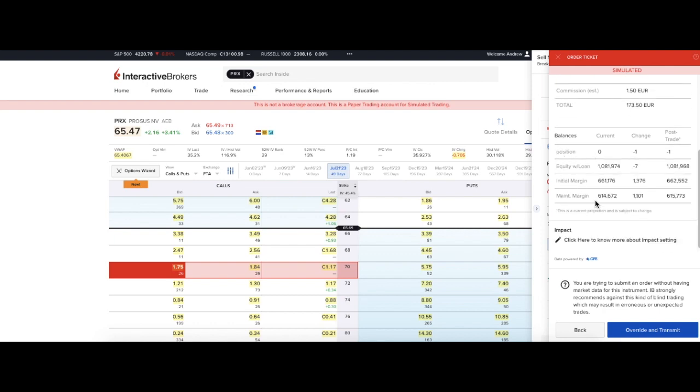It's just telling me about how much money's in my account, but this is just a demo trading account. So this is not even real. So not real money here.